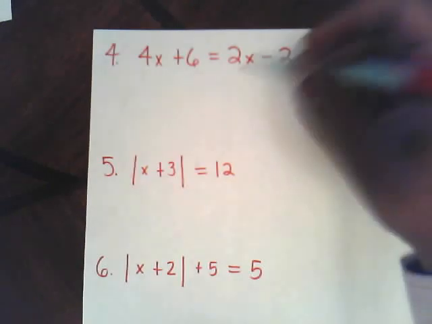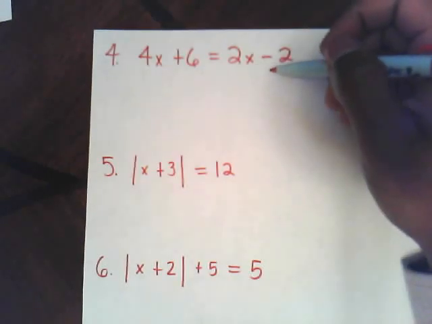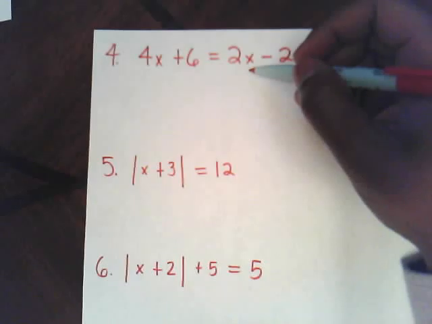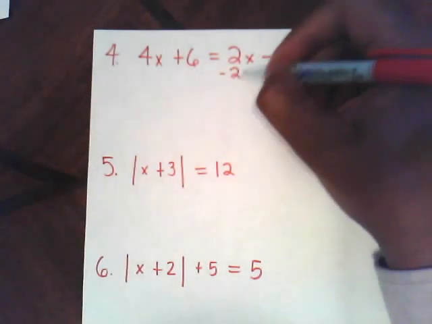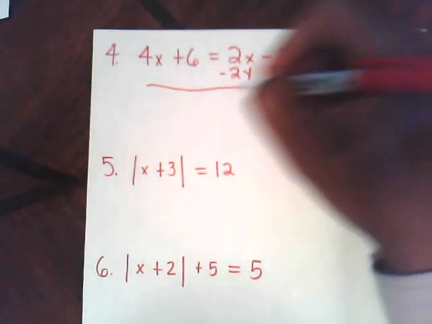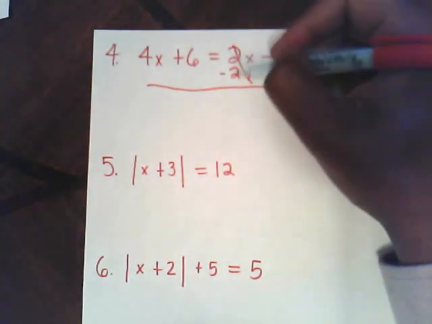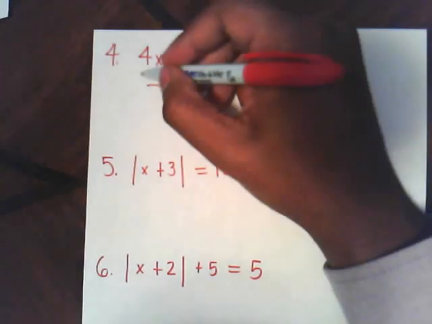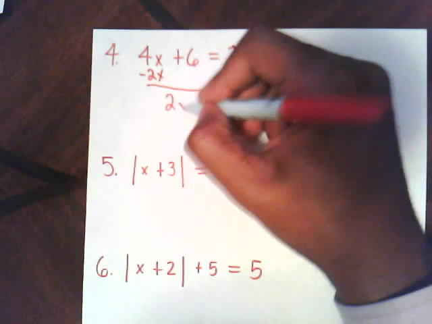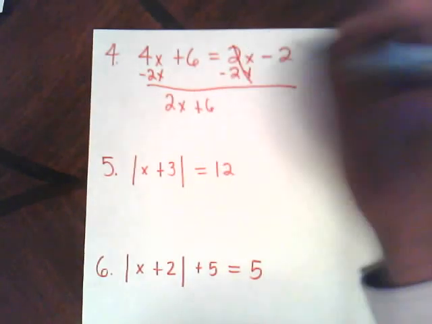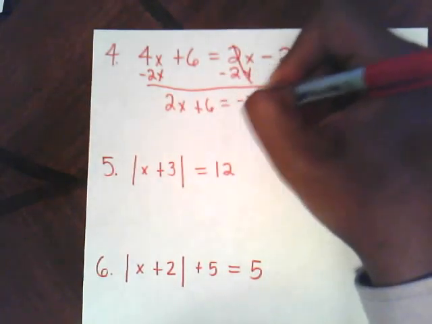We immediately see there's a variable on both sides. We want to get the variable on one side all by itself. So we're going to subtract 2x from both sides. Because 2 minus 2 is 0, that's the inverse operation. 4x minus 2x is 2x. So now we have 2x plus 6 equals negative 2.